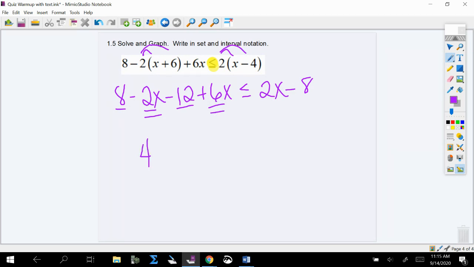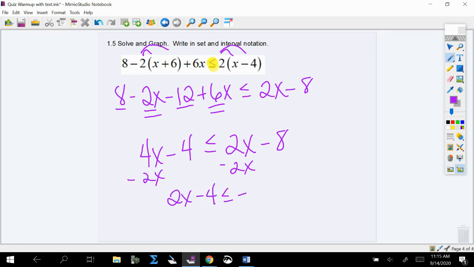Combine like terms. -2x plus 6x is 4x. 8 minus 12 is -4. So now I want to get all the x's on one side, so I'm going to subtract 2x. So 2x minus 4 is less than or equal to -8. Add 4 to both sides. And finally divide by 2.